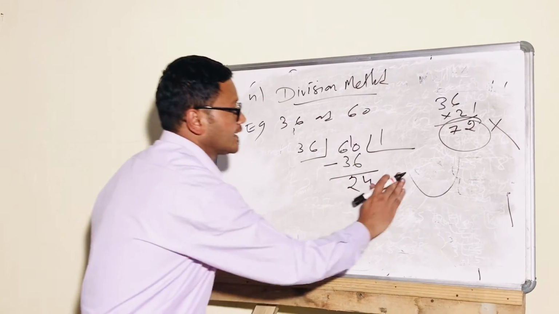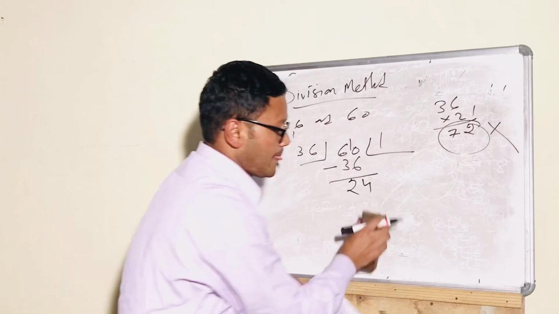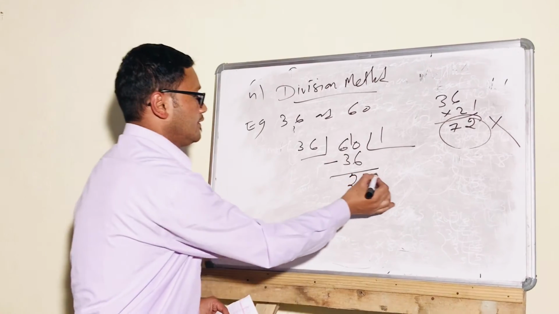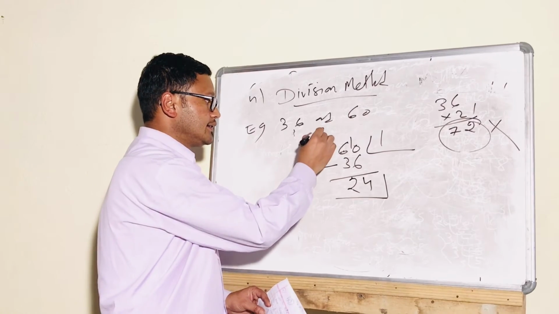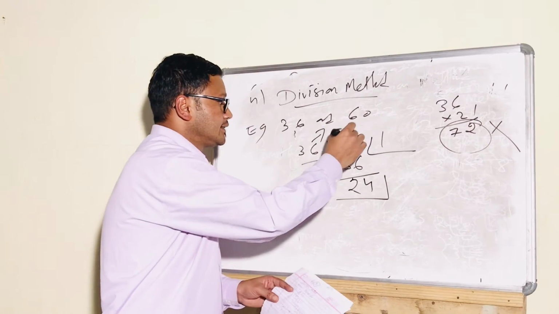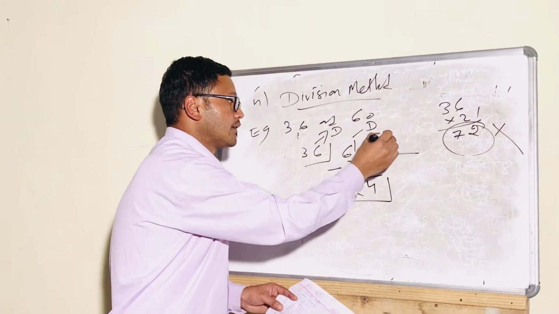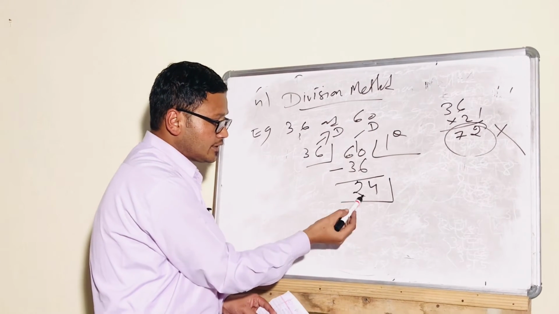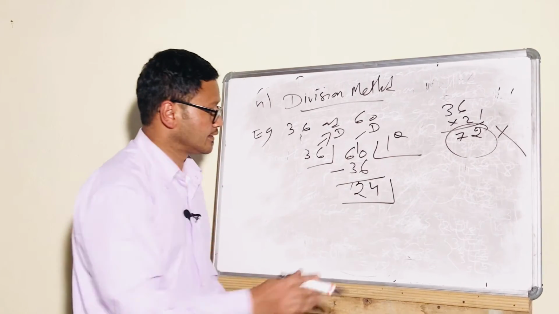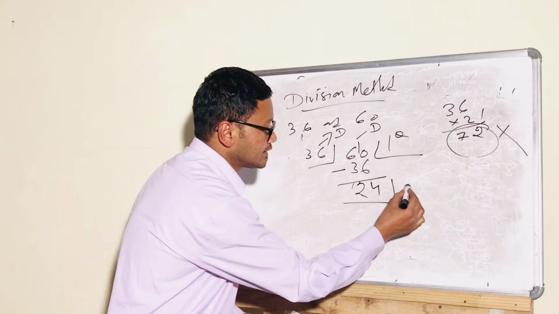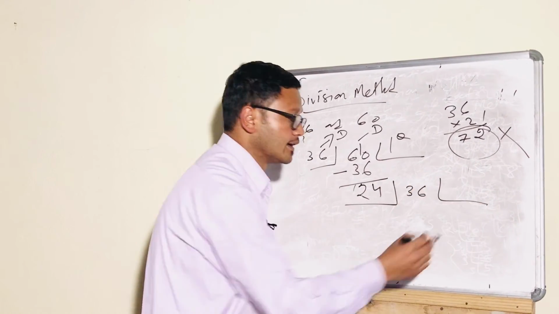Okay, now 24 is the remainder. First of all, this 36 is the divisor, 60 is the dividend, 1 is the quotient. After subtracting, this remainder becomes the divisor, and again 36 becomes the dividend. Okay, understood?